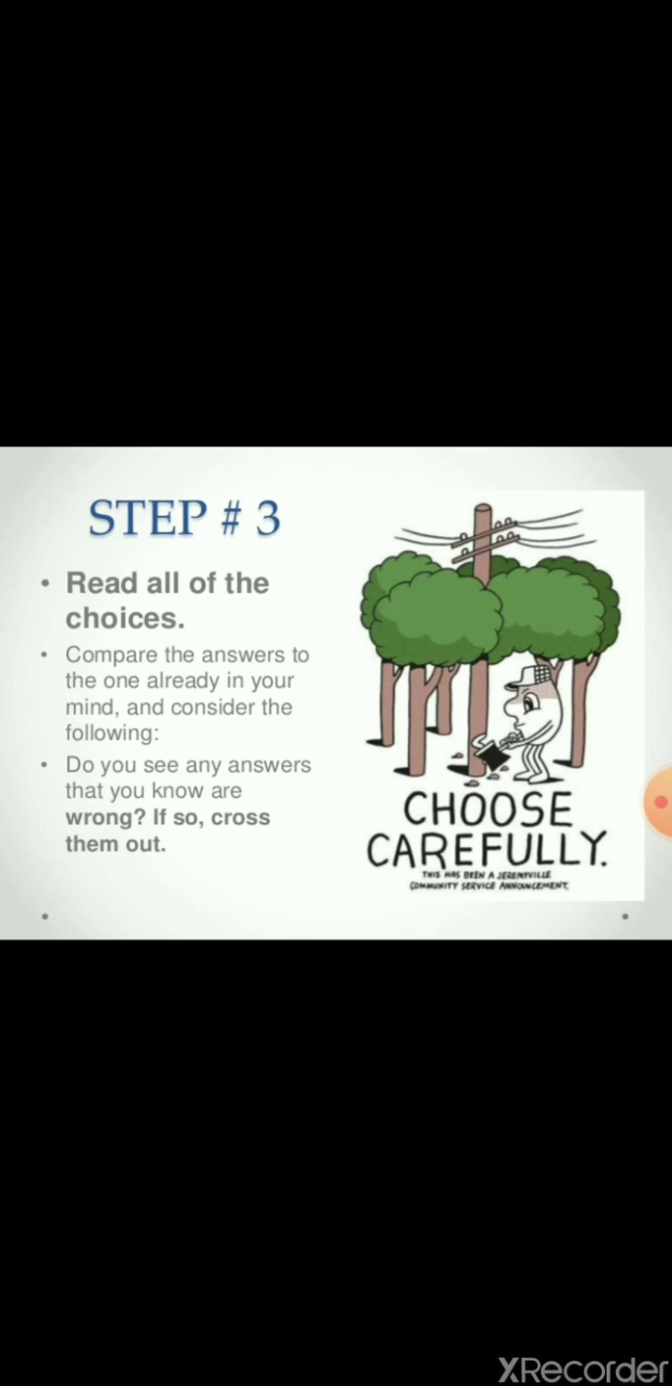Do you see any answer that you know is wrong? If so, cross it out. It means you need to figure out that this is not the appropriate answer which I have opted. The things are different when you have read the options. So changes can occur at any moment. That is why I told you all the time that MCQ is quite a tricky term. It is very difficult.